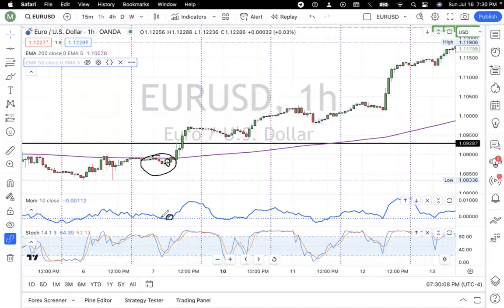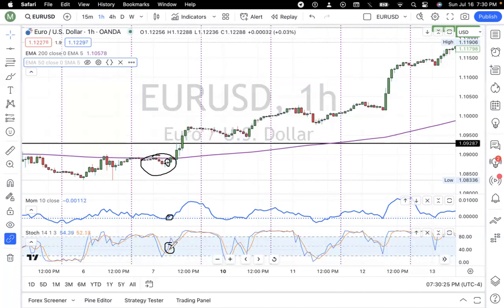Don't ever make or feel like you have to rush into a trade because you just have to trade. Wait until you get everything you need. So we can see the momentum line made its decision, which is perfect. We're getting more of a bias for a buy. Then we can also see the same thing on a stochastic, right?